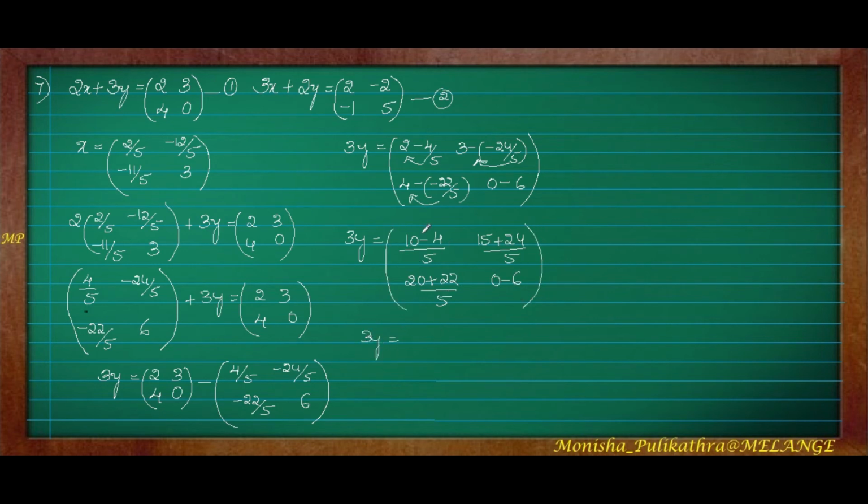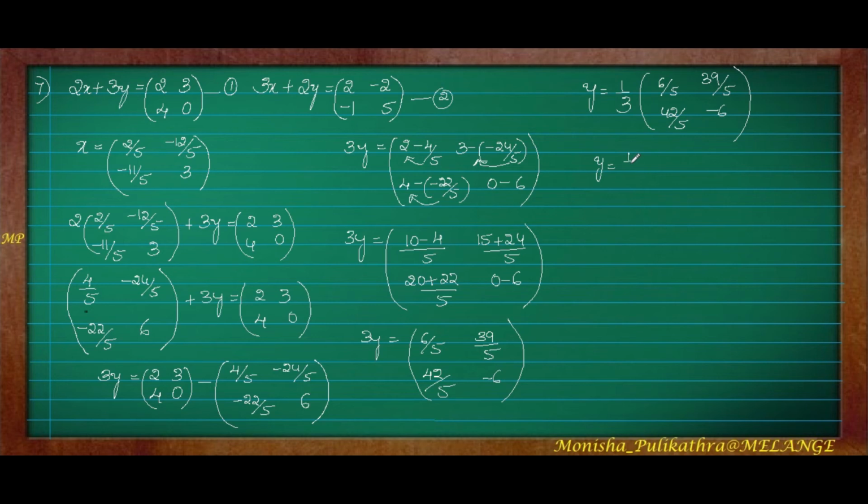So 3y is equal to 10 minus 4, 6/5, 15 plus 24, 39/5. So 20 plus 22, 42/5 and 0 minus 6 is minus 6. Since we have to find out the value of y, we have to shift this 3 to the right hand side. So when we shift it, it will become divided by. So y is equal to 1/3 into [6/5, 39/5, 42/5, -6]. So we have to divide each and every term by 3.